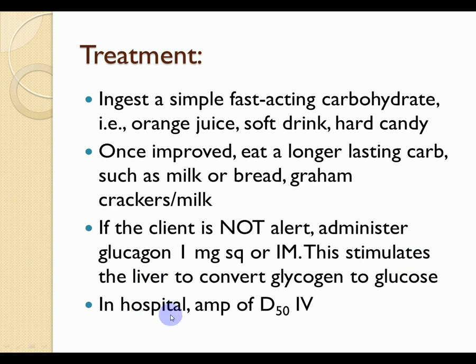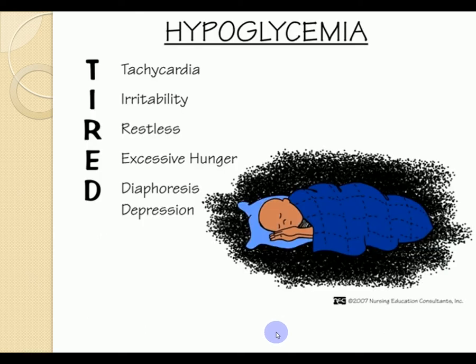In the hospital, of course, we give amps of D50. Now, one of the things you want to keep in your mind is that glucagon injections may induce vomiting, so you want to position them on their side after giving. Always position someone on their side after giving. Hypoglycemia has a little acronym then: watch for tachycardia, irritability, restlessness, excessive hunger, cold sweats, diaphoresis, and depression.